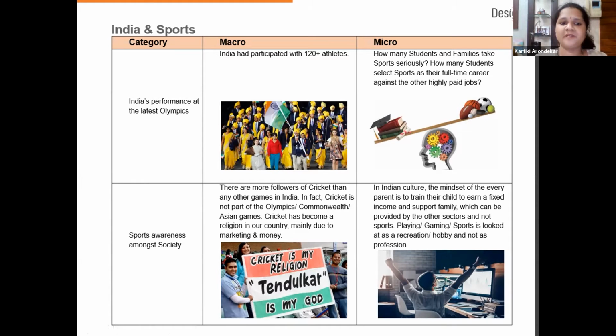So apart from cricket, if you talk about hockey, how many of you know how many medals we won at the Olympics in the hockey game? The next question is, how many times did India win hockey gold medals?